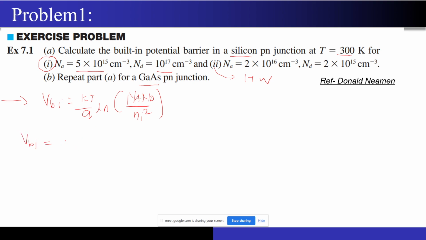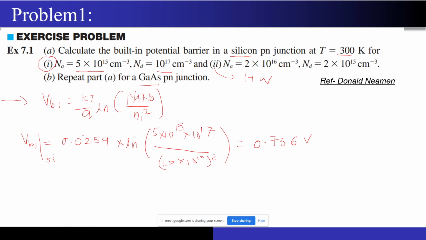So kT by q, we can directly write it as 0.0259 because temperature is given as 300 Kelvin, into ln of, what is the Na? 5 into 10 to the power 15. What is the value of Nd? 10 to the power 17, right? And for silicon, let me write it for silicon over here. What is the Ni? 1.5 into 10 to the power 10, the whole squared, correct? So now if you just solve this value, it will come out to be around 0.736 volts, correct?